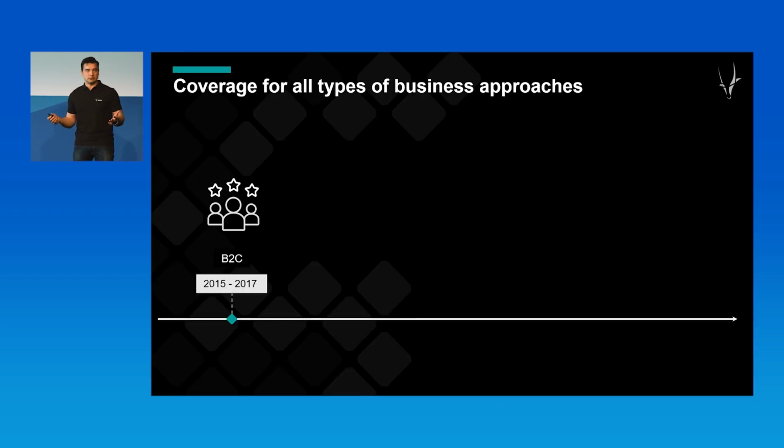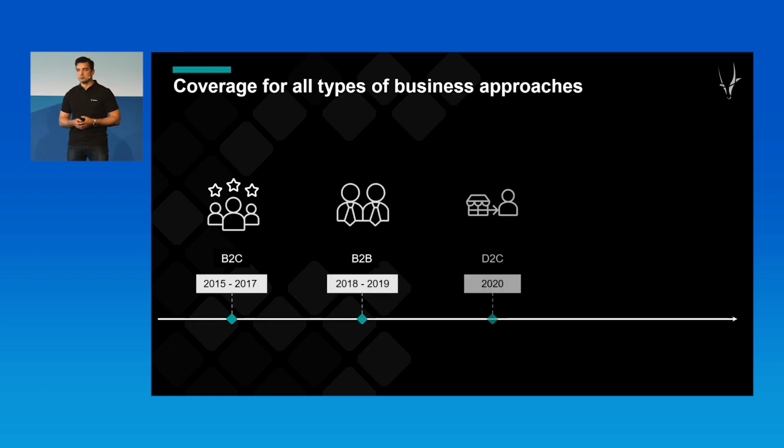Spryker is a commerce vendor. We provide different solutions for building commerce systems. At the beginning, we started with systems in the B2C business vertical. We extended it with a B2B suite. We went into direct-to-consumer applications and projects.